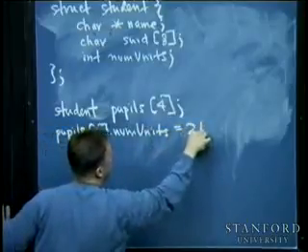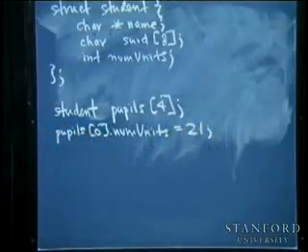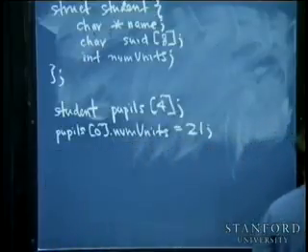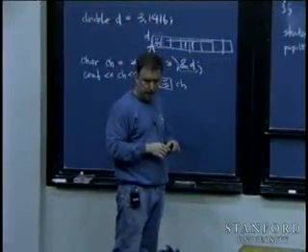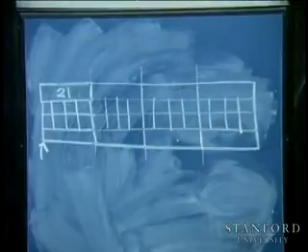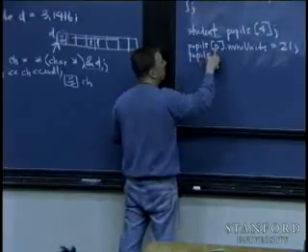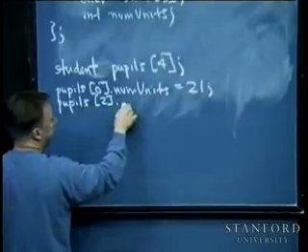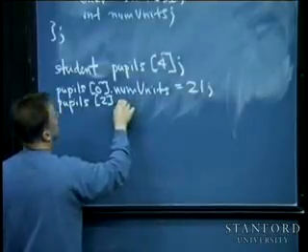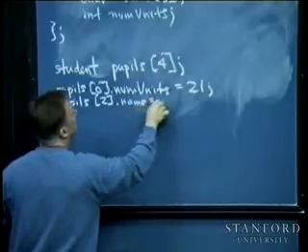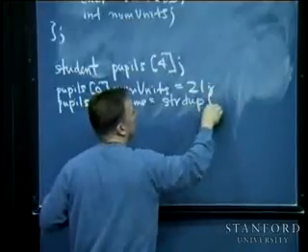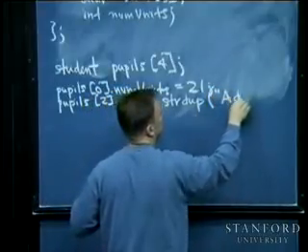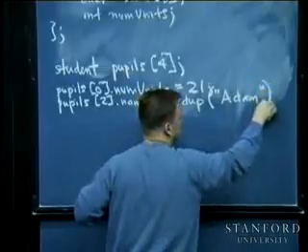equals 21. You know that 21 goes somewhere, and this isn't too bad. You know it's going to go in the space that's dedicated to the num units field of the very first student struct. Okay? If I do this, pupils of 2 dot, let's say name, is equal to, there's this function I want to talk about, strdup. Adam.